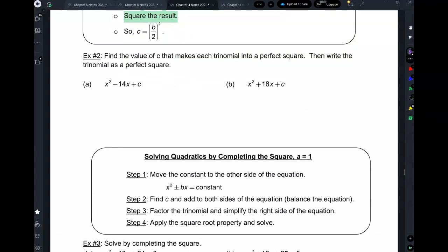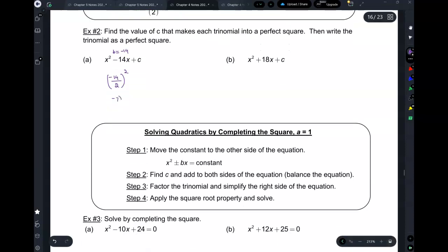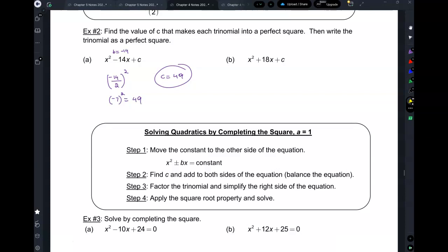Here we go. What is a in this problem? 1. A is 1. What is b? Negative 14, but we can just pretend it's 14. To find c, negative 14 divided by 2, and then square. Negative 7 squared is 49, so c is 49. Because you're squaring, you can ignore the negative. You could have just done 14.